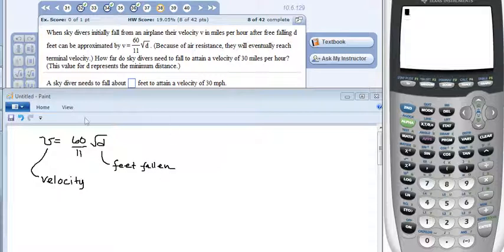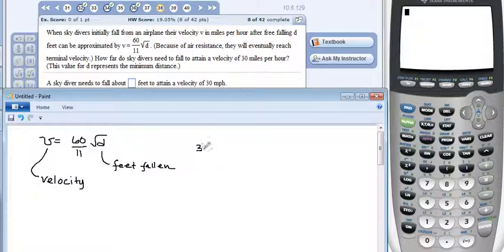So this one says how far do you need to fall? So we're looking for d to get all the way up to 30 miles an hour. So when it says this, you know where to put the 30. The 30 does not go here, it goes over here, because you've been given a speed. Once you label these things, it's pretty easy to figure out where things go.